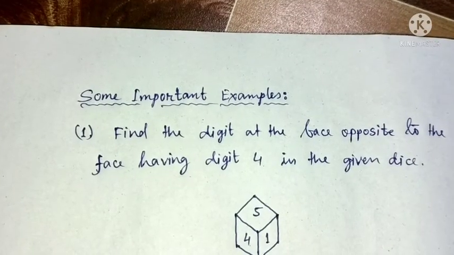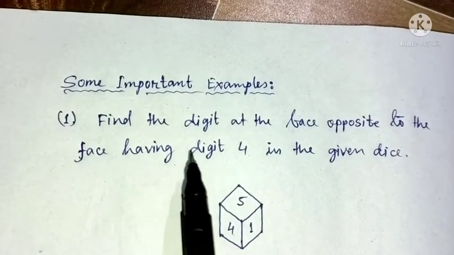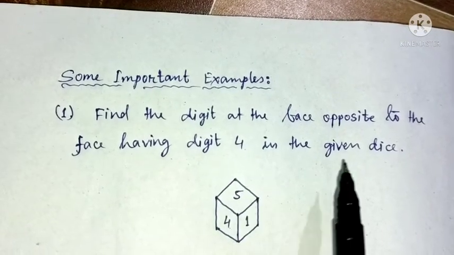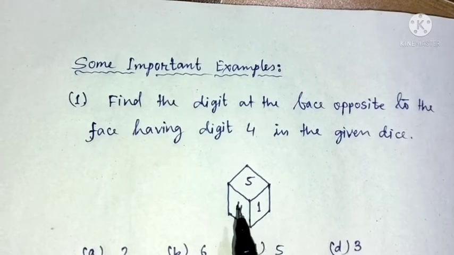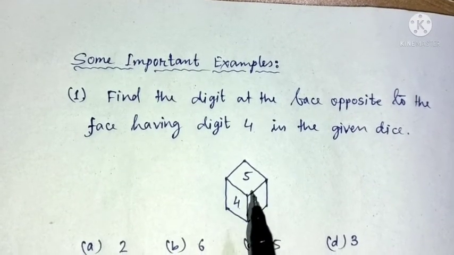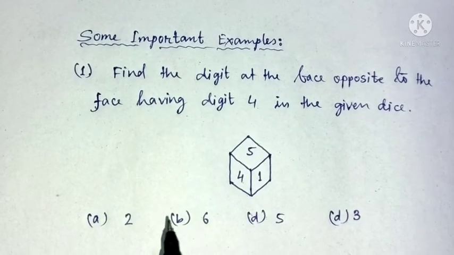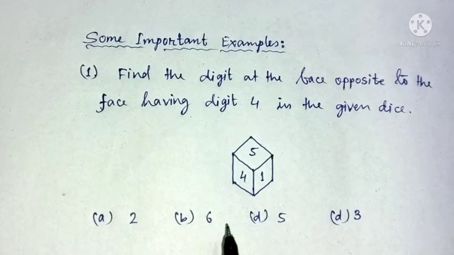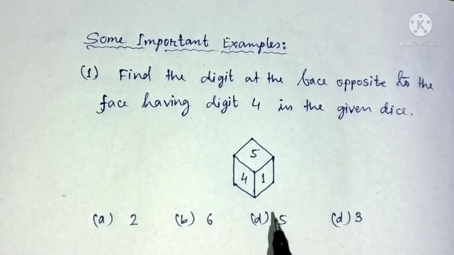Now let us do some problems related to dice. Number 1 I have considered here. Find the digit at the face opposite to the face having digit 4 in the given dice. The dice has 4, 5, 1 on three faces, and the question asks what is opposite to 4. The options are 2, 6, 5 and 3. Which is the correct option for this?